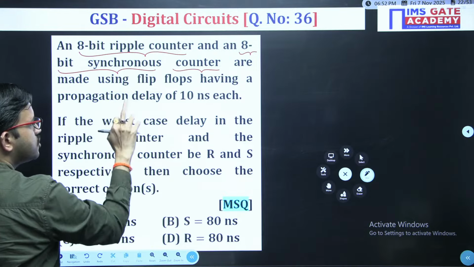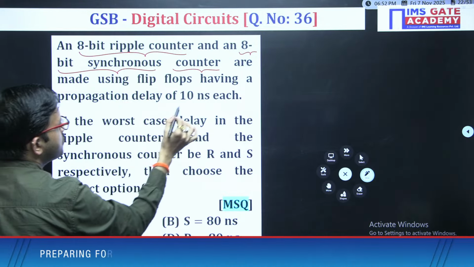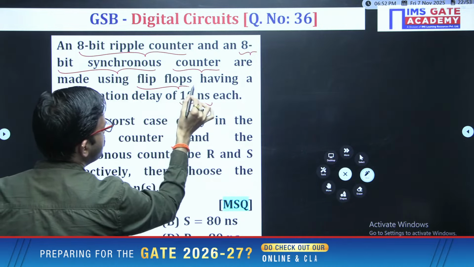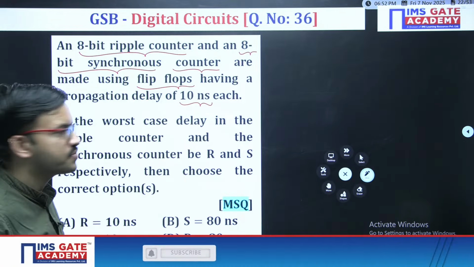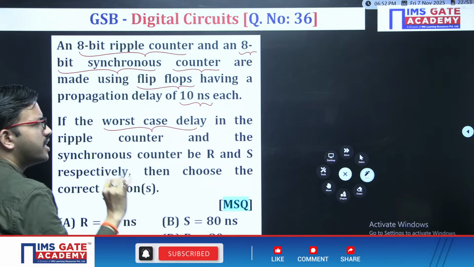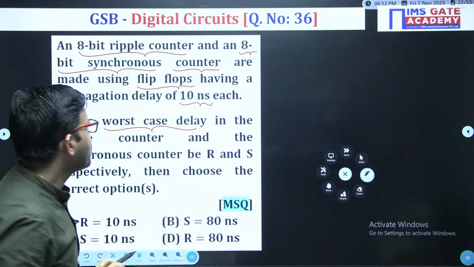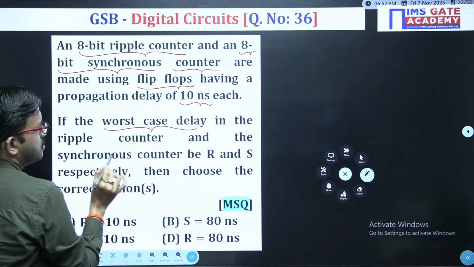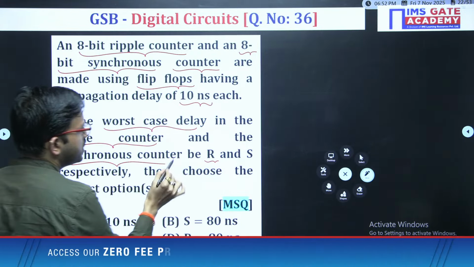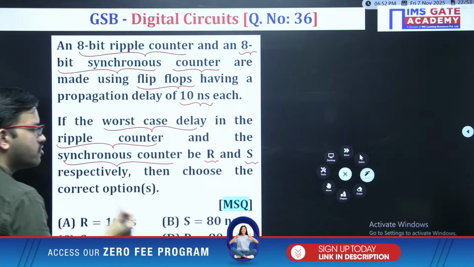In this question it is clearly mentioned that all the flip-flops have a propagation delay of 10 nanoseconds. Each flip-flop has a propagation delay of 10 nanoseconds. Now, the worst case delay or maximum propagation delay: in the ripple counter it is mentioned as R, and in the synchronous counter it is mentioned as S. Now we have to choose the respective values.